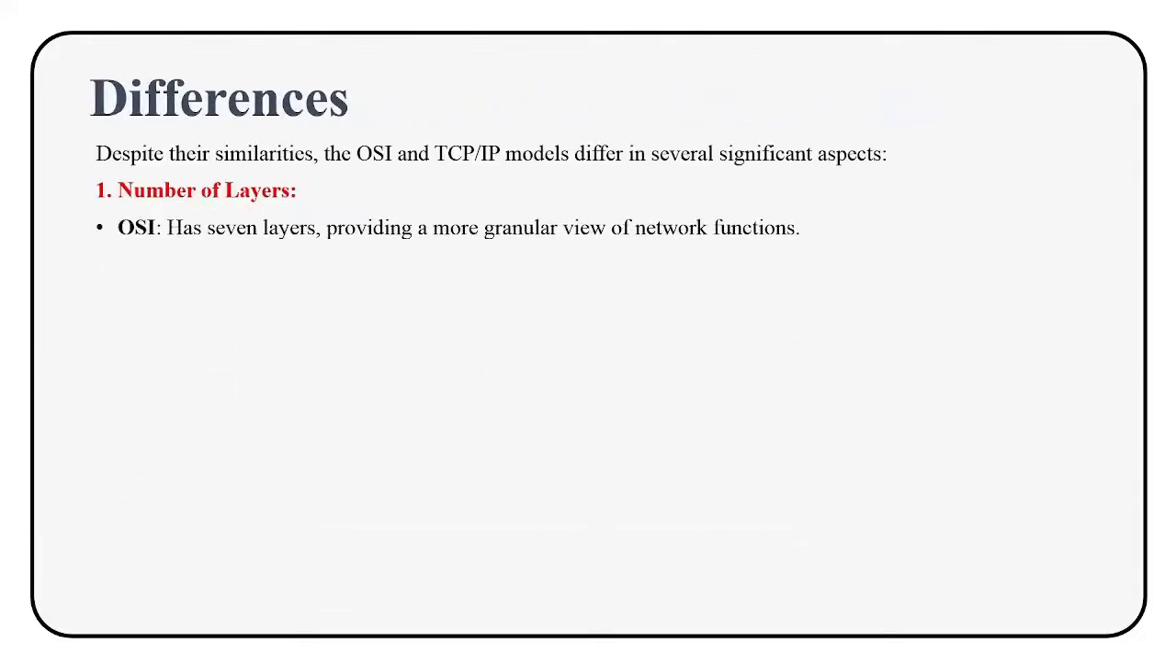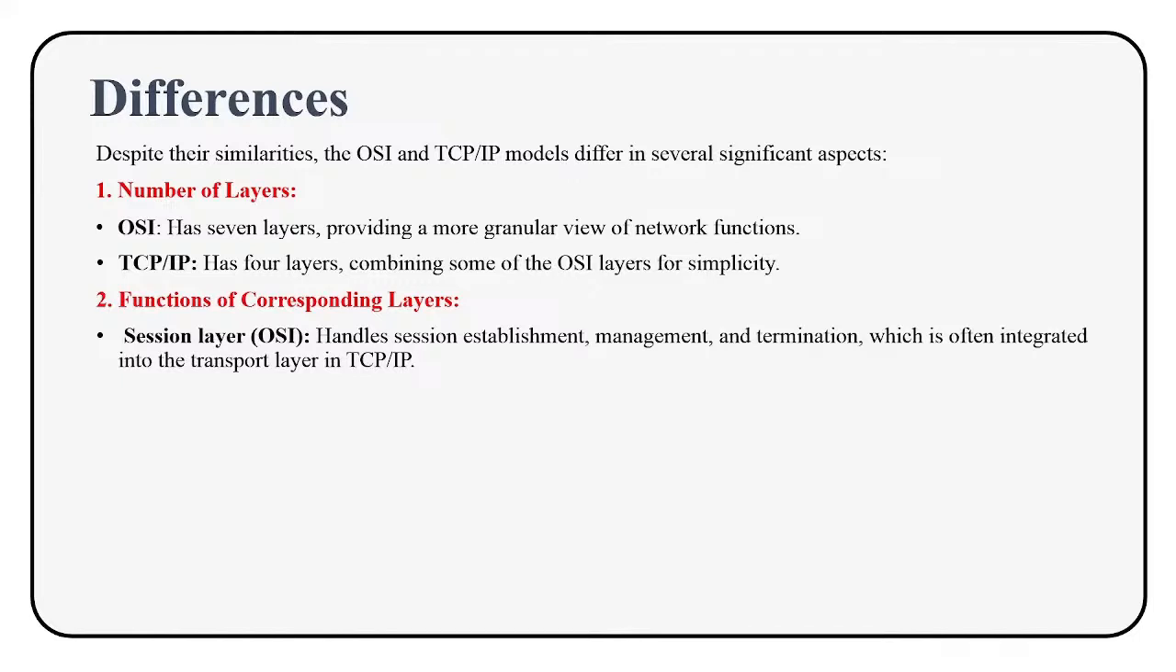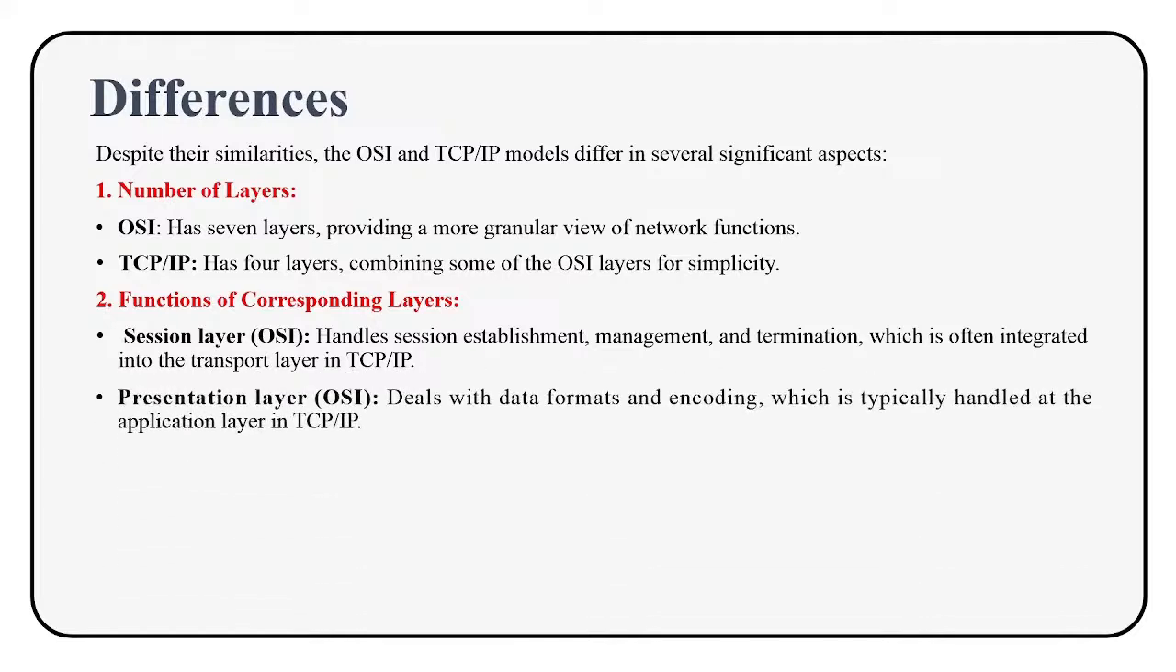If we talk about the differences, number one is the number of layers. OSI has 7 layers, whereas TCP/IP has 4 layers. The second difference is the functions of corresponding layers. What functionalities are different? The session layer is present in the OSI model. It handles session establishment, management, and termination, which is often integrated into the transport layer in TCP/IP. Then the presentation layer in the OSI deals with data formats and encoding, which is typically handled at the application layer in TCP/IP.